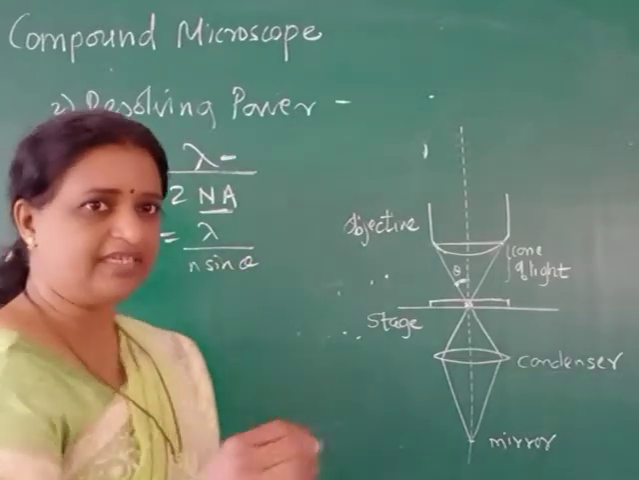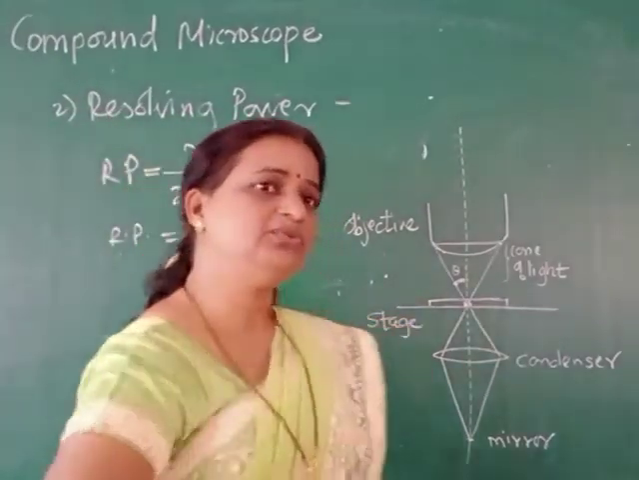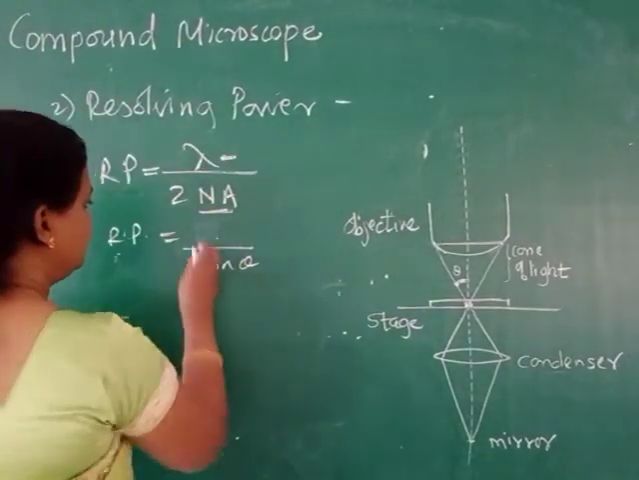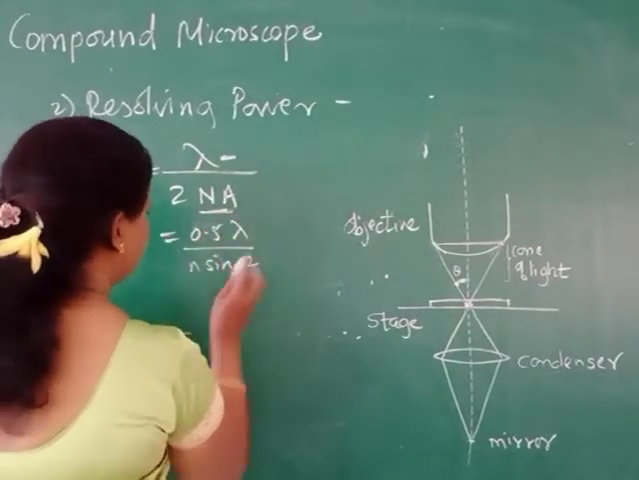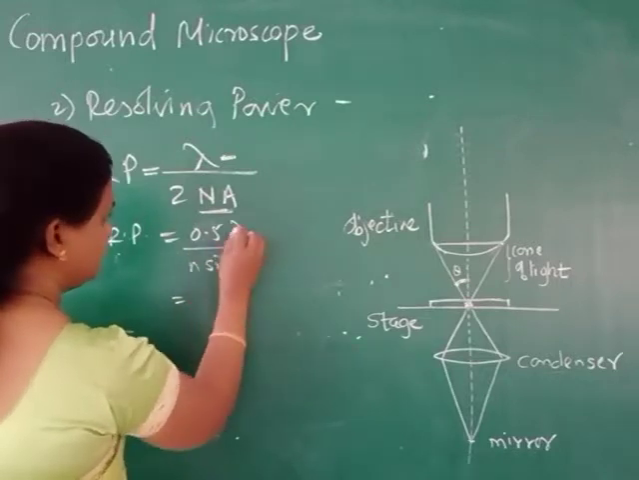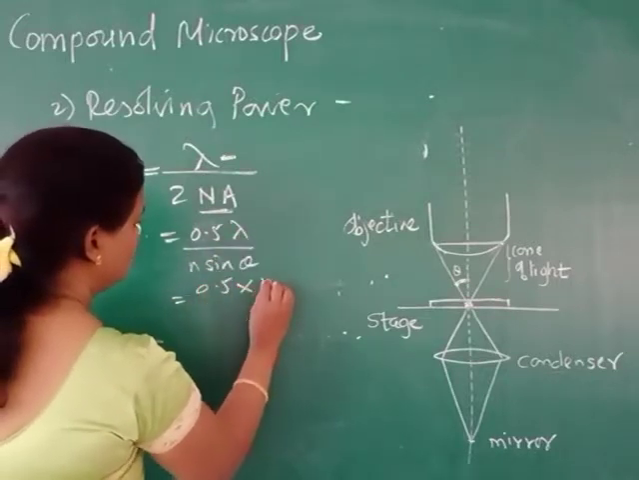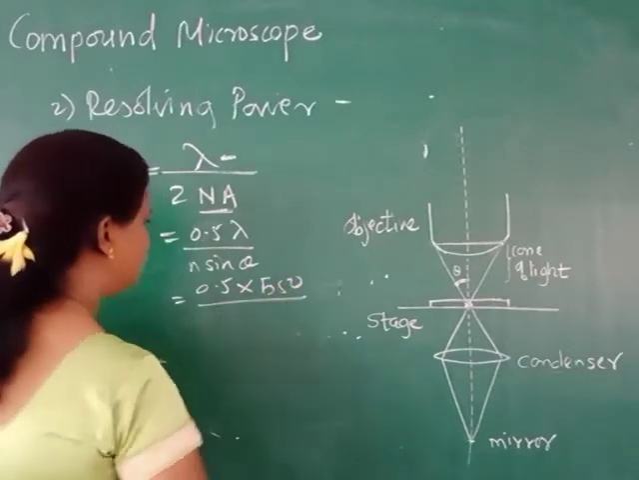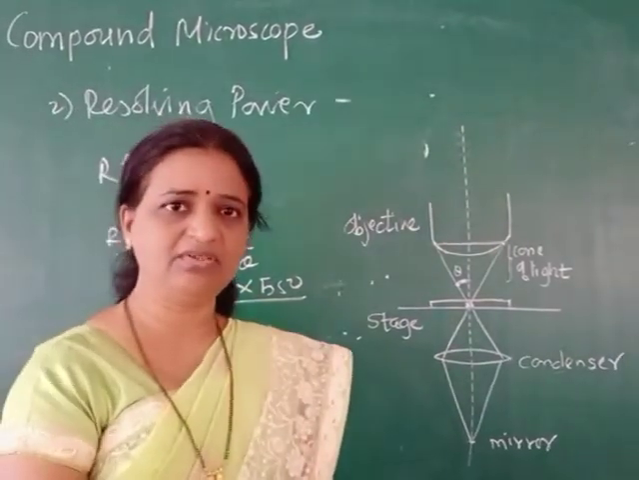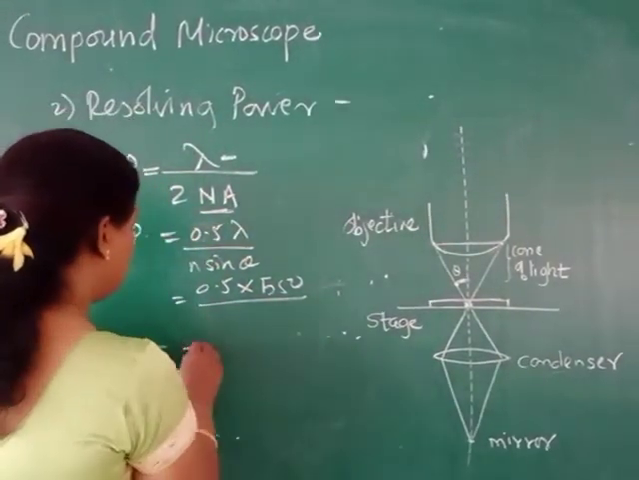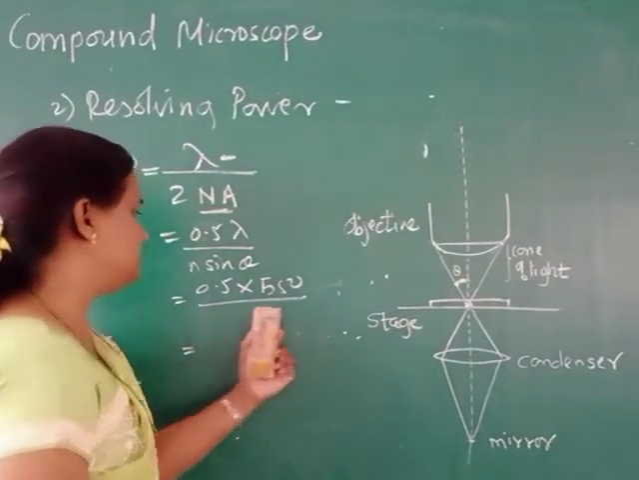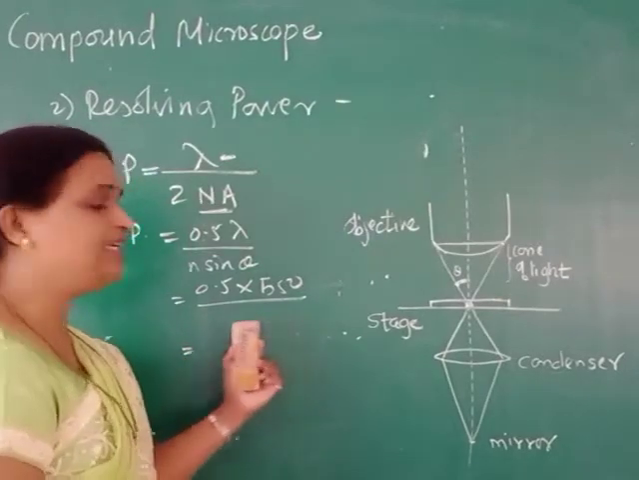There is use of one constant to compare with our eye lens, and that constant is 0.5 lambda divided by n sin theta. Here lambda is 0.5 into 550 nanometer. Lambda is always constant; we cannot change the wavelength of light. To minimize the value of resolving power, this denominator should be increased.